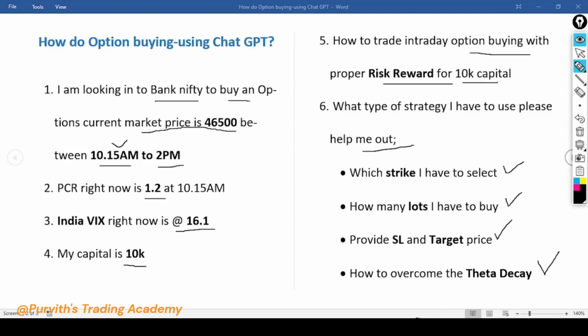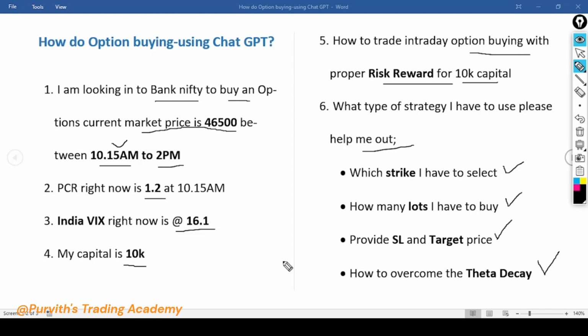Like this, I have prepared 6 questions. Based on these 6 questions, now we will ask ChatGPT. Let us see how exactly ChatGPT can help us take up option buying.